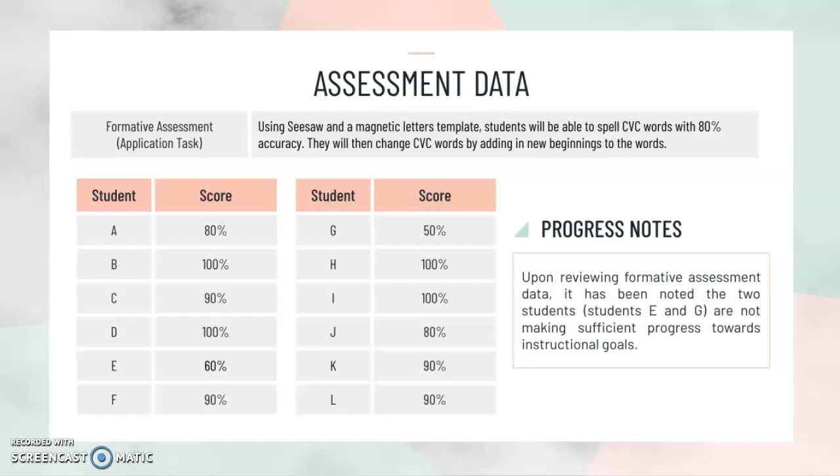During implementation, there are many activities that provide valuable assessment data to the teacher. This in-course evaluation allows the instructional designer to make changes to increase student engagement and success. In this case, it was found that after Lesson 3, 2 students received very low accuracy scores. Upon reviewing the formative assessment data, it has been noted that 2 students, E and G, were not making sufficient progress towards instructional goals. Student E received a 60% accuracy rating, and student G received a 50% accuracy rating when the goal is 80%.